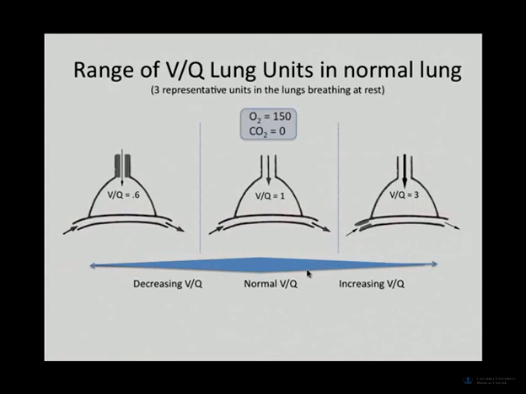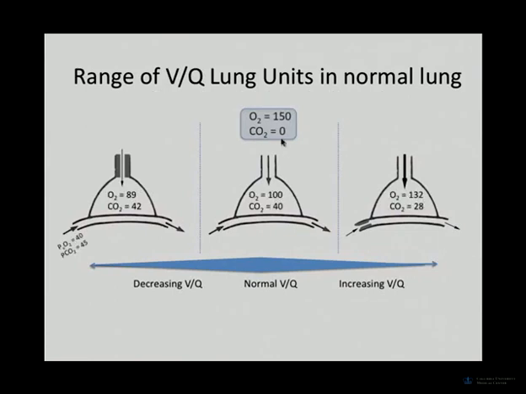So here we have a lung unit with a low VQ, and here we have a lung unit with a high VQ, and then the majority of them are living somewhere near normal, and we have the O2 concentration coming down to 150 and the CO2 concentration coming down to 0. This is what we get when we look at those ventilation and perfusion relationships.